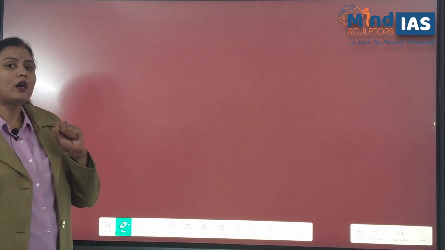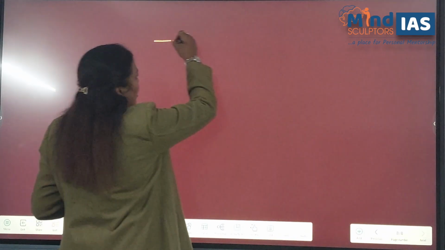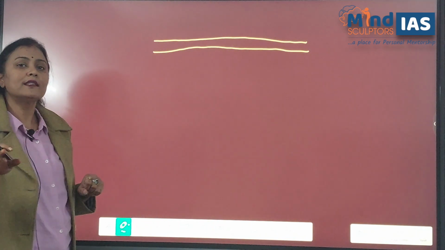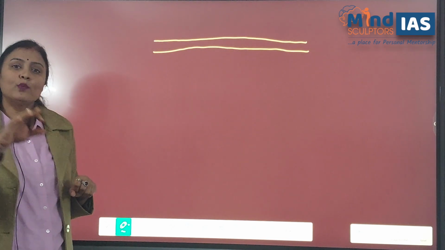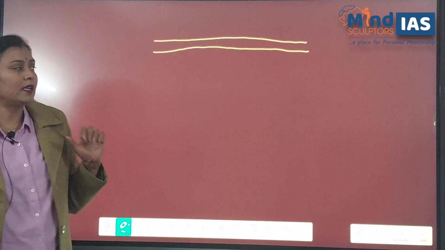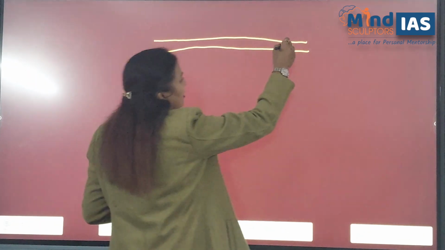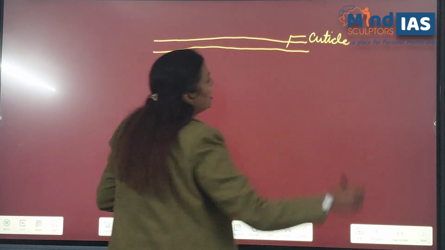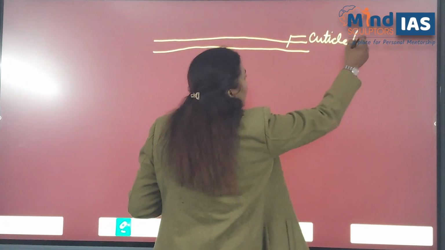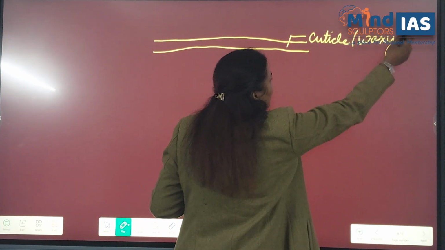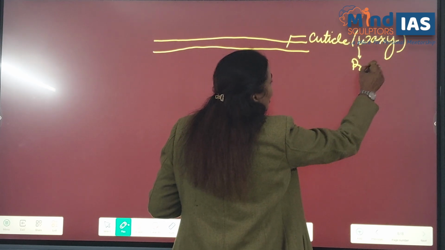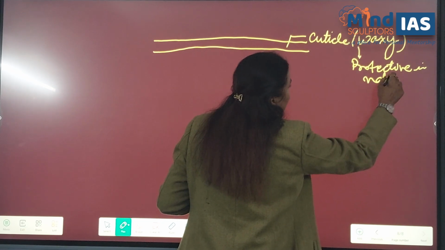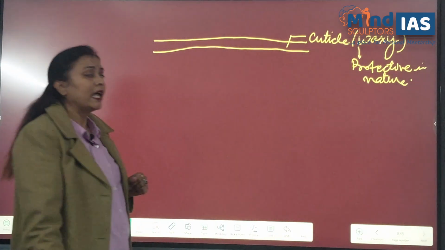If you draw a cross section of a leaf, because a cross section is something which you cannot see from your naked eyes, for that you have to prepare a slide, and only with the help of a microscope you can see. So if you draw a cross section of a leaf, the uppermost layer of the leaf is called the cuticle. Somewhere it is written waxy cuticle also, and the function is protective in nature, basically to protect the leaf.